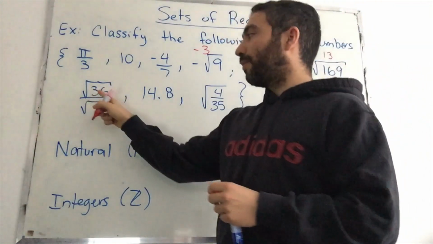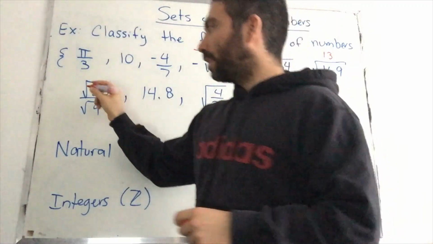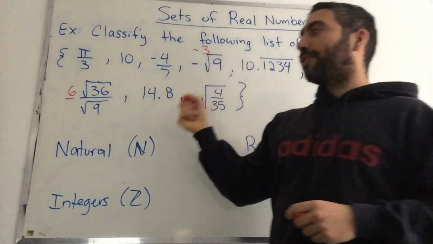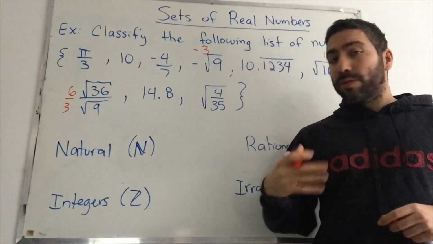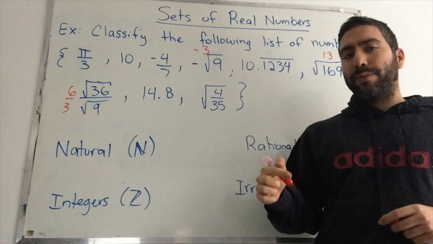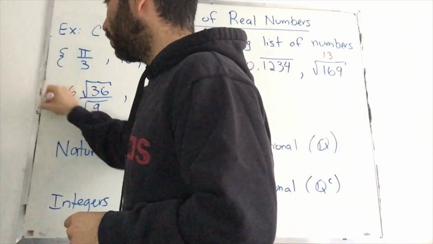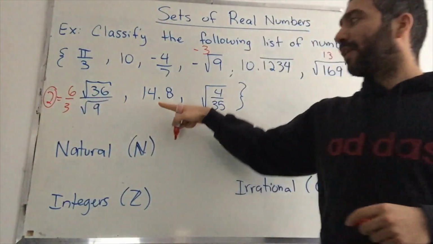Even over here, we have square root of 36 divided by square root of 9. What's the square root of 36? That's really just 6. And the square root of 9, we saw above, is really just 3. So really, this is just the fraction 6 over 3. But we could reduce that even further. What's 6 divided by 3? That's really just 2. So this was a fancy way of just writing the number 2. And now this is easier to classify.